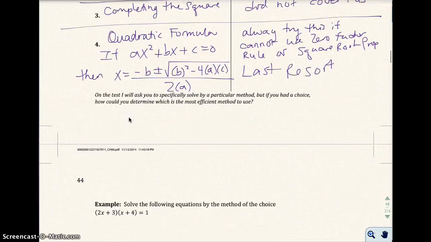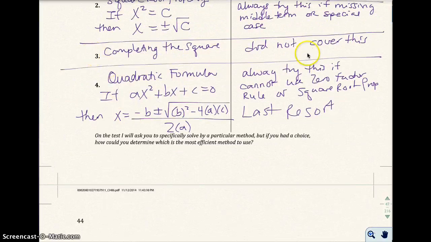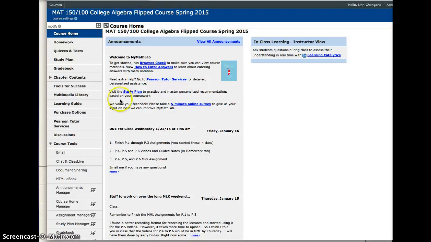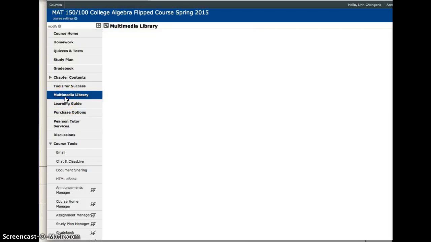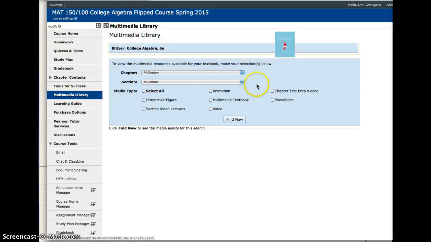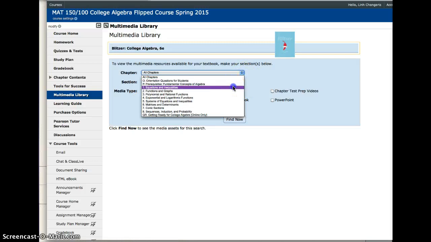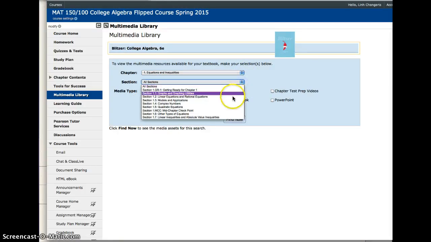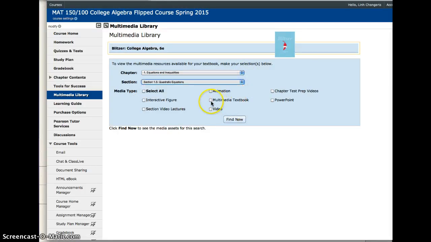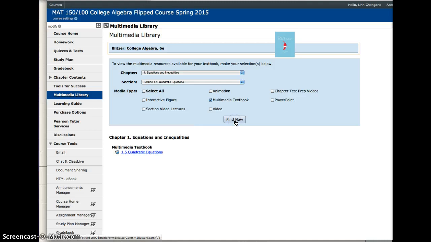What I'm going to do is have you go into your textbook, and I know you don't have textbooks, so you can go in your textbook through your multimedia library. So if you go into your shell, go to multimedia library, and you're going to find chapter 1, section 1.5, and we're going to the textbook. Go into that section.